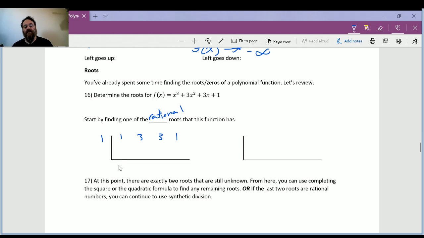If we try positive 1, let's see, bring down that 1. 1 times 1 is 1. Add, multiply, add, multiply, add. Definitely not. That did not work at all. Okay, so we'll do negative 1 now.